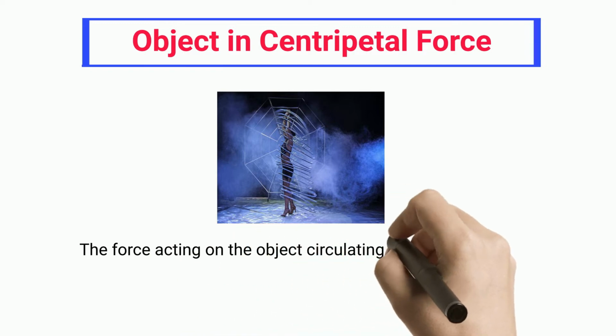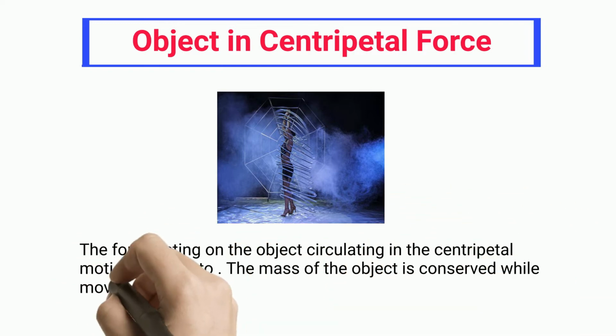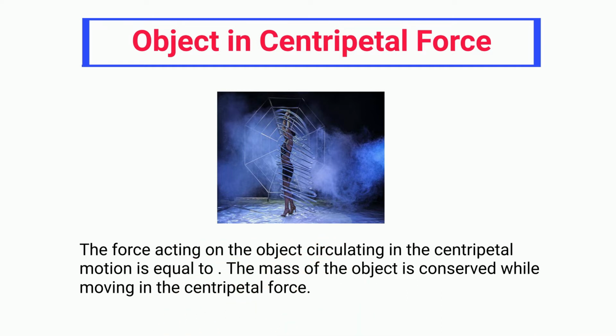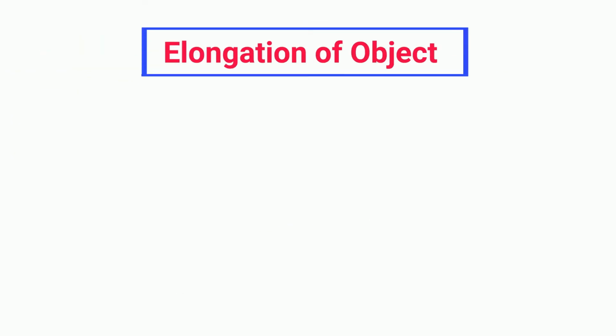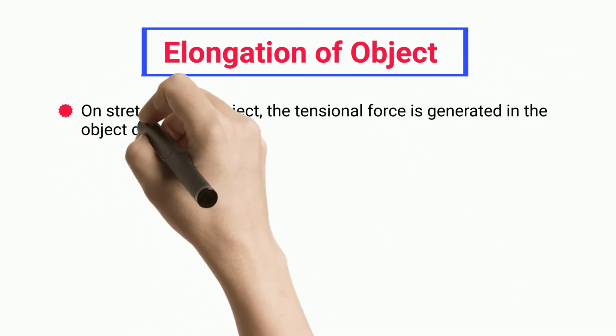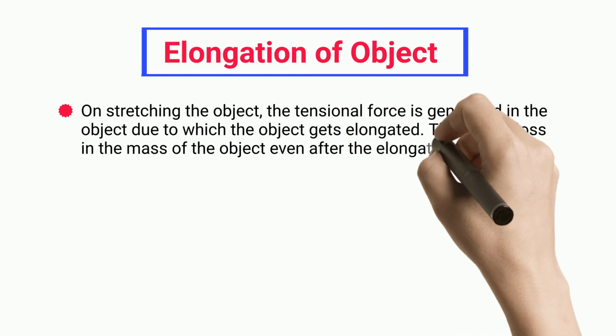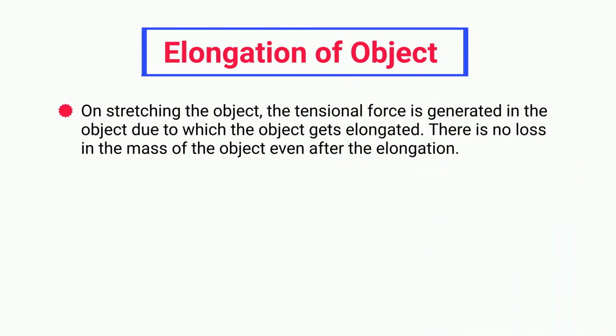Object in centripetal force. The force acting on the object circulating in the centripetal motion is equal to. The mass of the object is conserved while moving in the centripetal force. Elongation of object. On stretching the object, the tensional force is generated in the object, due to which the object gets elongated. There is no loss in the mass of the object even after the elongation.